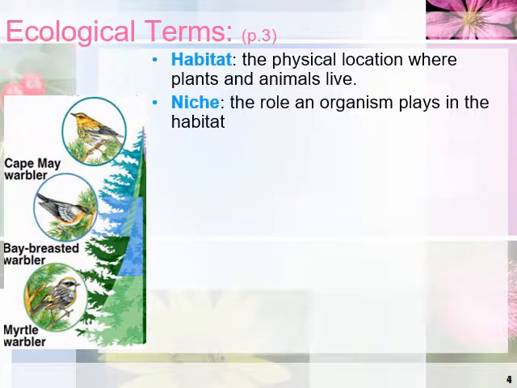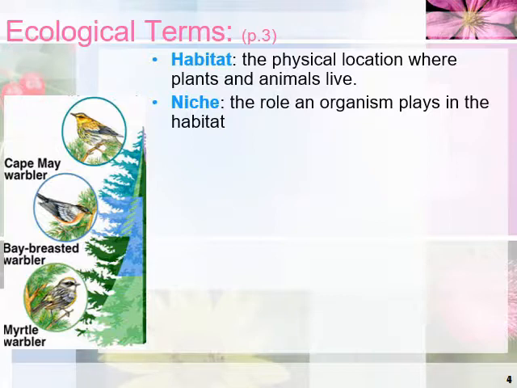Wherever those habitats are located, every organism is going to have to fill a specific niche. And so a niche is exactly how that organism interacts with that habitat. So where do they live in that habitat? Where do they get food? Where do they get water? How do they get food? How do they get water? Typically what we see in ecosystems is that niches don't overlap very much.